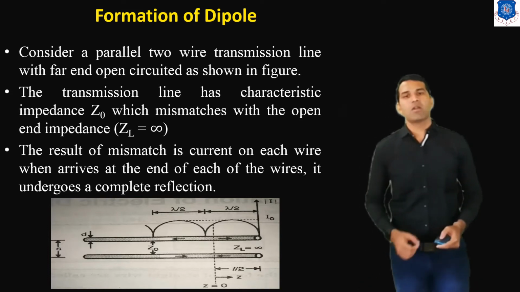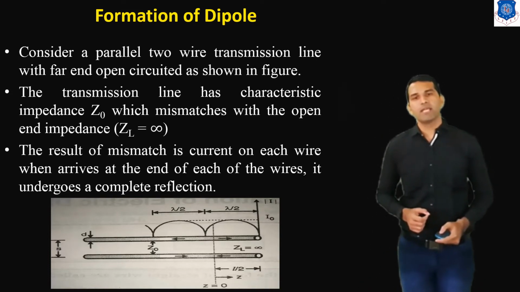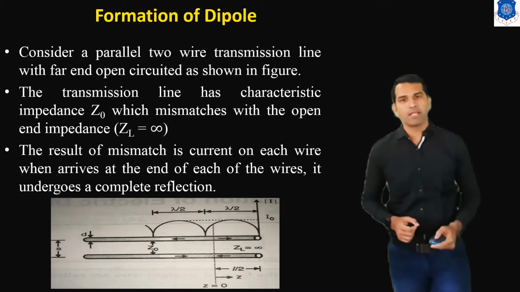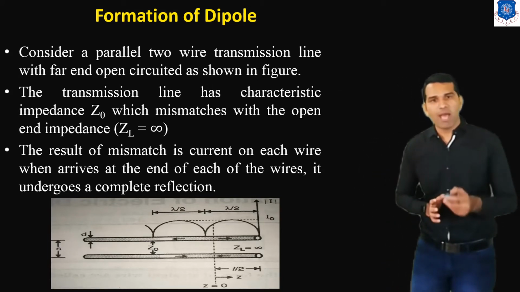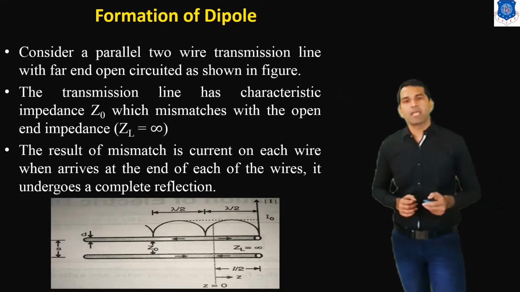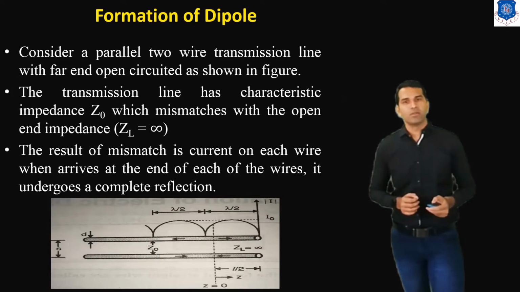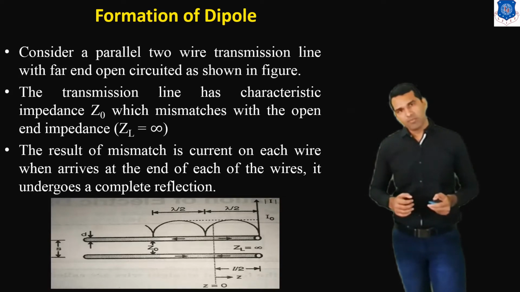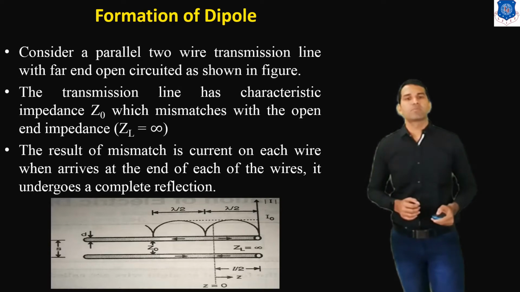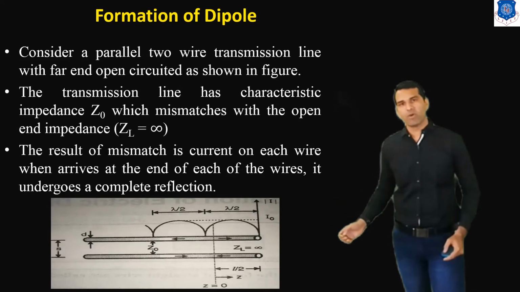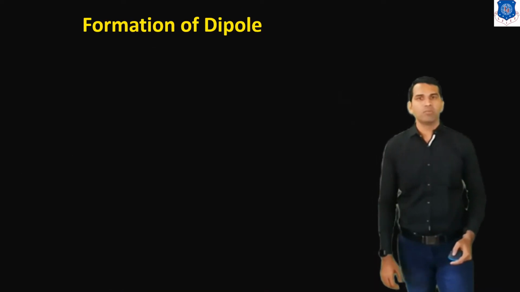The result of the mismatch is that the current on each wire, when it arrives at the end of the wire, undergoes a complete reflection. So due to that reflection, a standing wave is present in this wire.